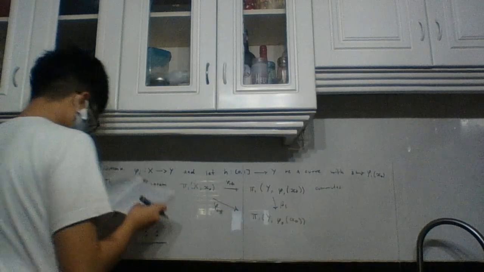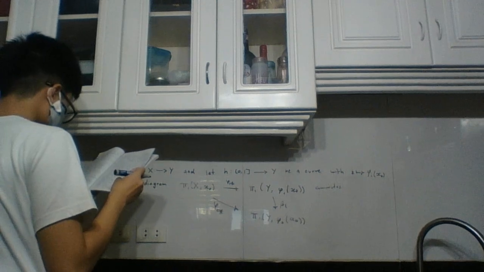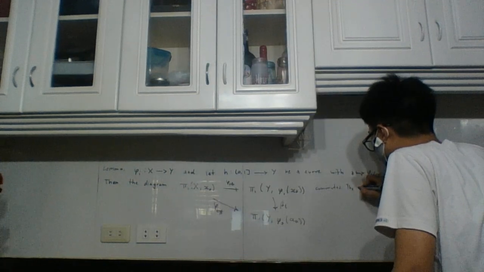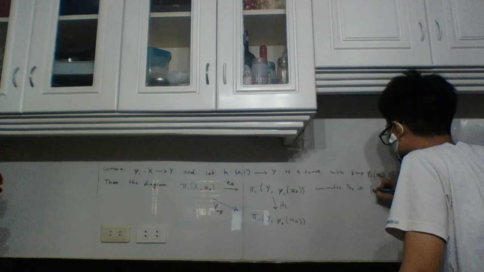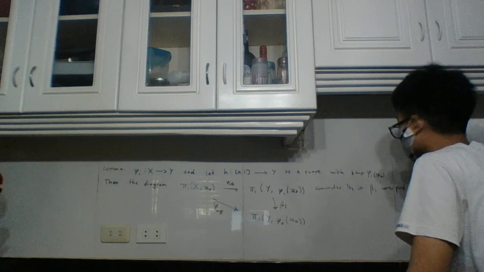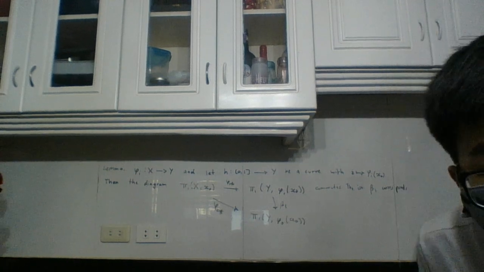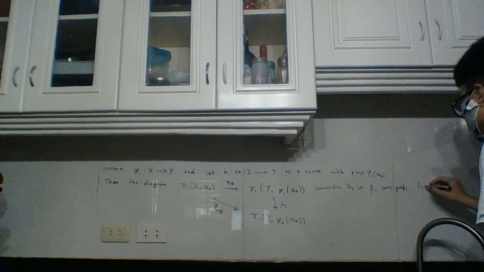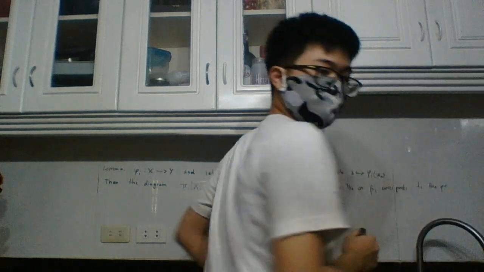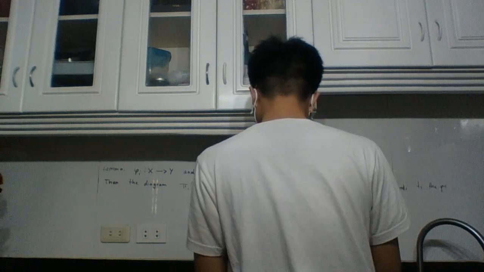So that diagram commutes. So now, the isomorphism, which is beta I, corresponds to the picture. I don't know if you guys can still see that. Okay, you guys can still see that. Corresponds to the picture. So I'll start with a point.